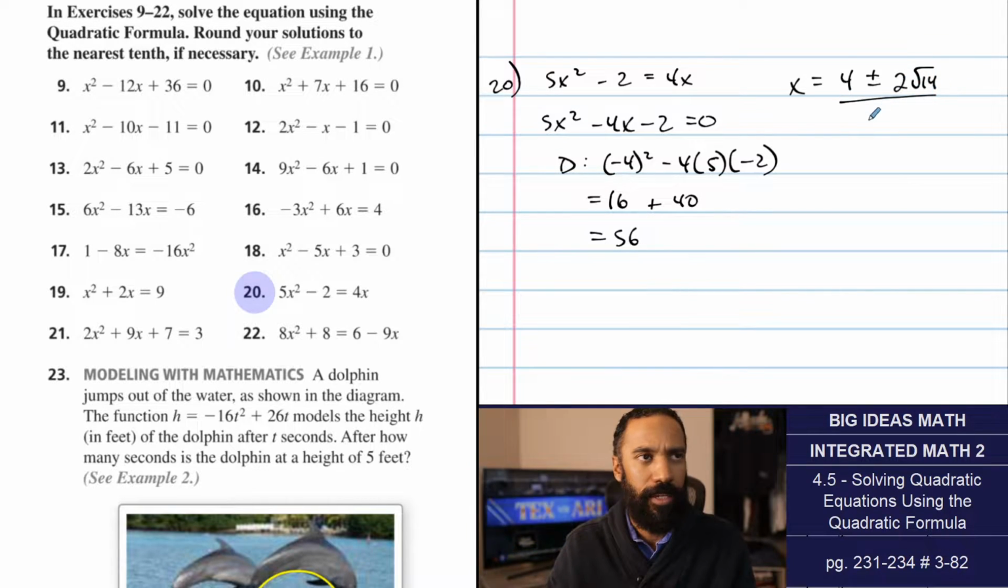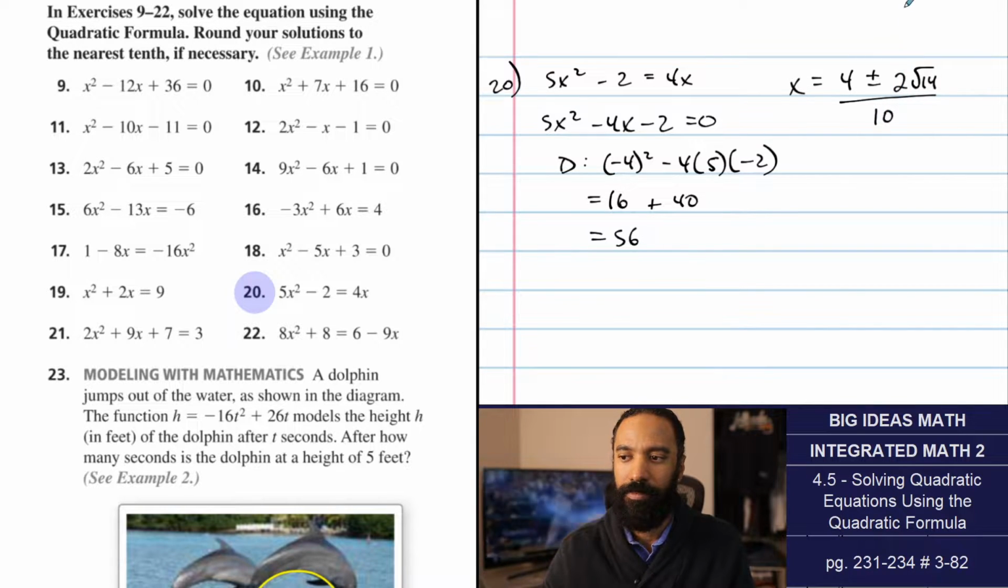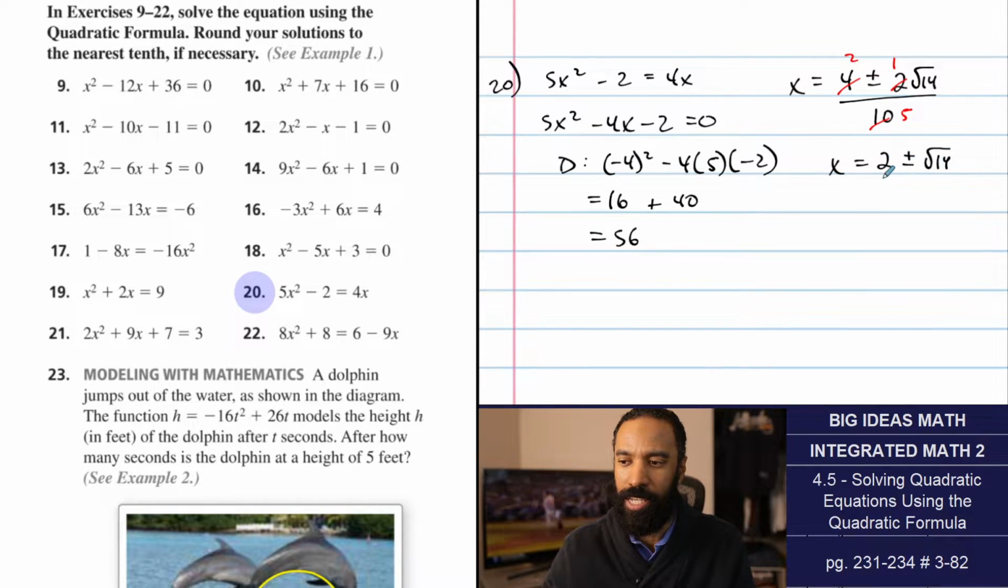So x equals negative b, 4, plus or minus the square root of 56, which is 2 root 14. I hope I did that right. I think I did. All divided by 2 times 5, which is 10. So these can all divide by 2, same thing as before. We want to make everything half the size that it was before. 2, 1, and 5. So now this will say x equals 2 plus or minus the square root of 14 all over 5. There's that version of the answer.